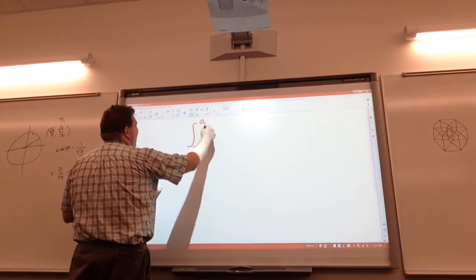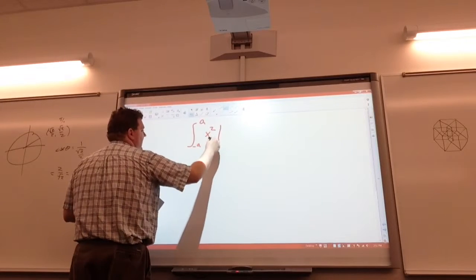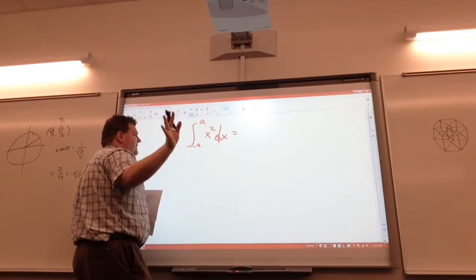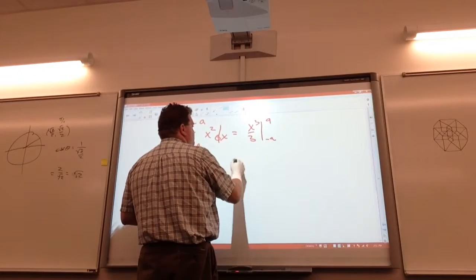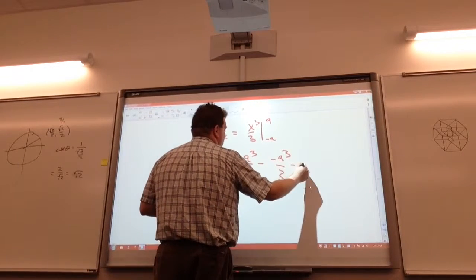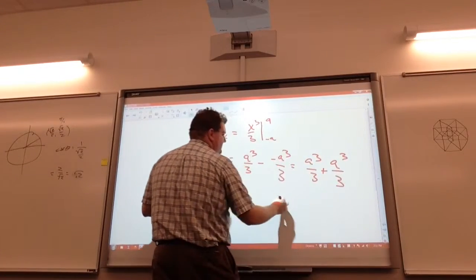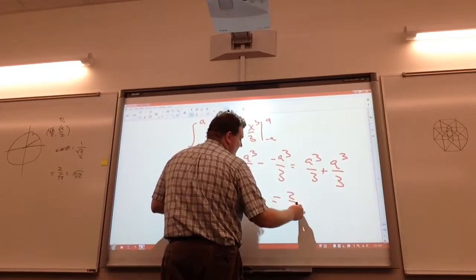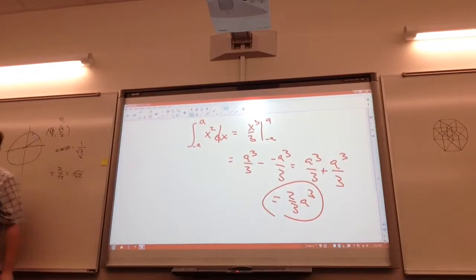So from negative A to A, let's say if I did x squared here. Okay guys, pay attention. This would become x cubed over 3 from negative A to A, which would be a cubed over 3 minus negative a cubed over 3, which would be a cubed over 3 plus a cubed over 3, which should be easy enough. That's 2/3 whatever a was. So that's a situation right there where I could show why it's false. It's not equal to 0.